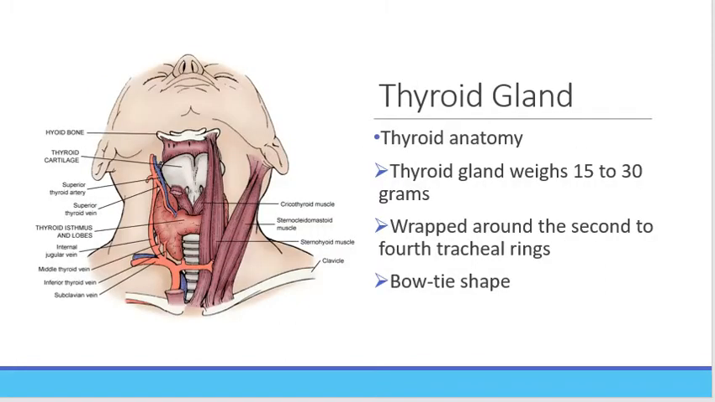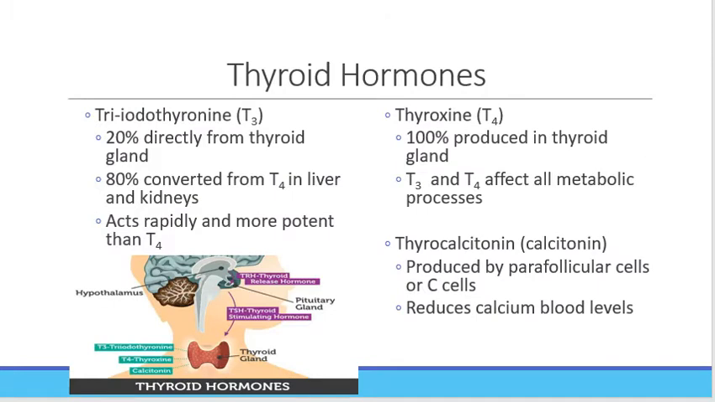The thyroid gland. The thyroid gland weighs 15 to 30 grams. It's wrapped around the 2nd to 4th tracheal rings, and it's bow tie in shape. We will talk about thyroid disorders in the coming week, but I figured we would intro to it this week. Our thyroid hormones include our T3 mainly, and our T4. So please take time to review the thyroid hormones listed in this slide.